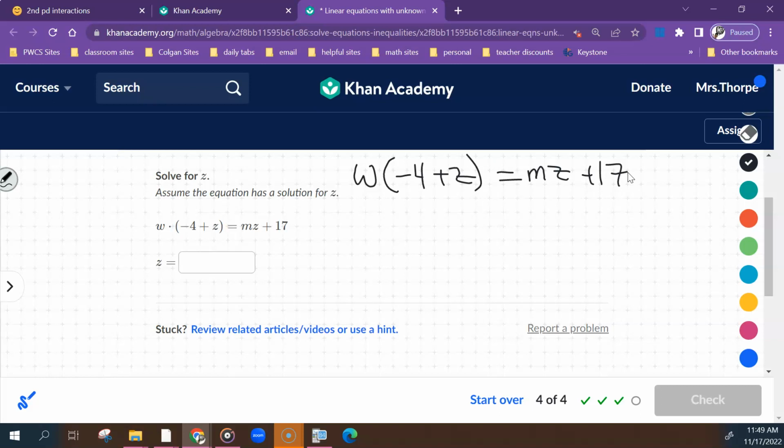Because in this problem we're trying to get Z by itself, and we have Z inside these parentheses, we want to distribute before anything else. So distribute the W.